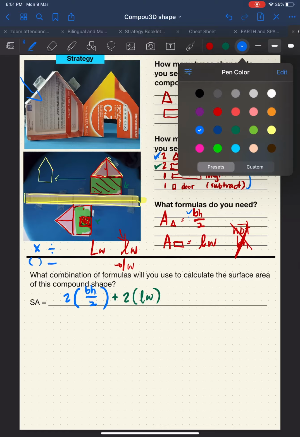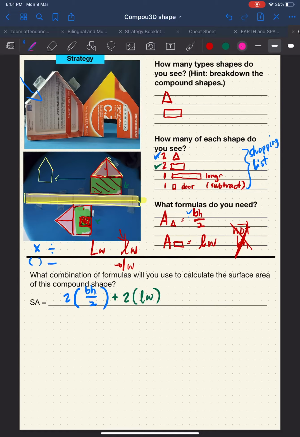Next, let's use pink. I need the long rectangle. So, plus length times width. And then I need to subtract the door. I need to take this out. So there you go, minus length times width.